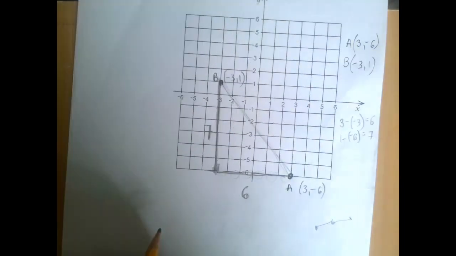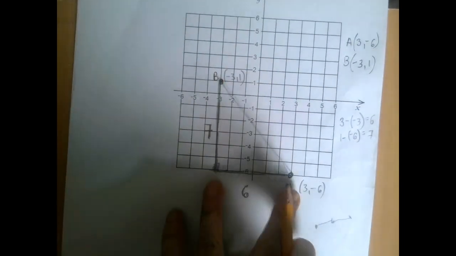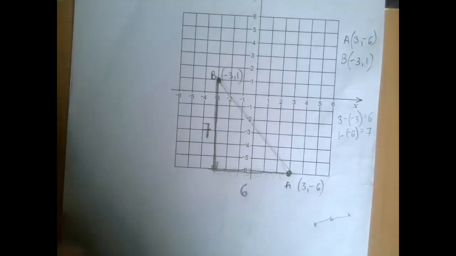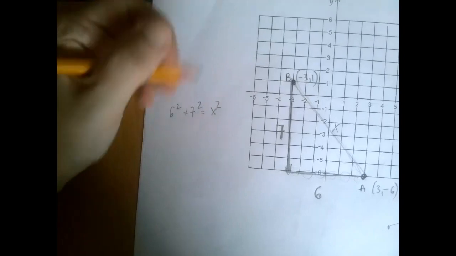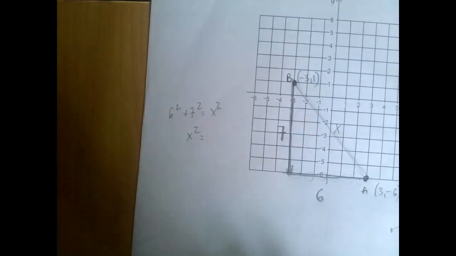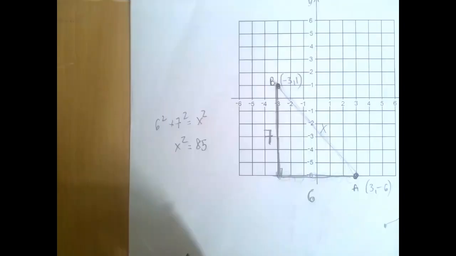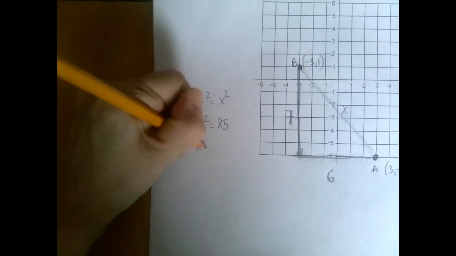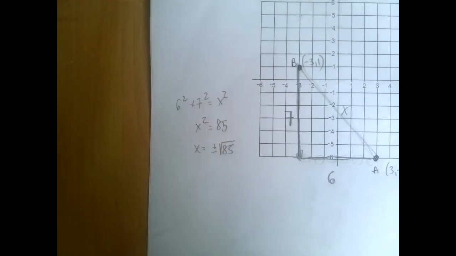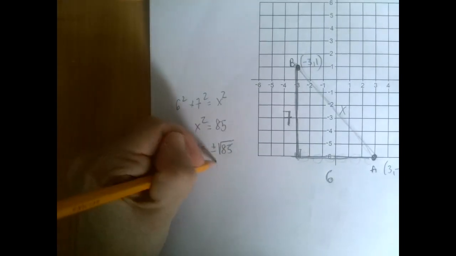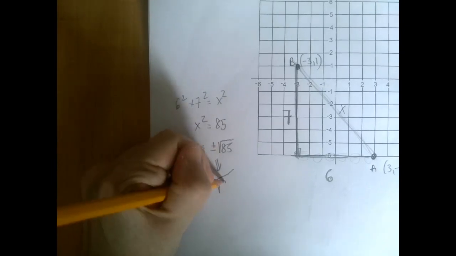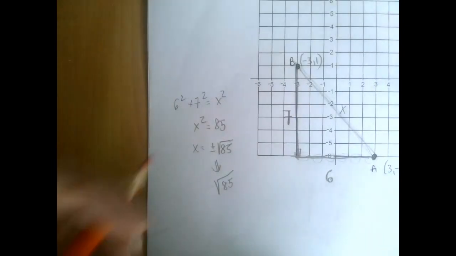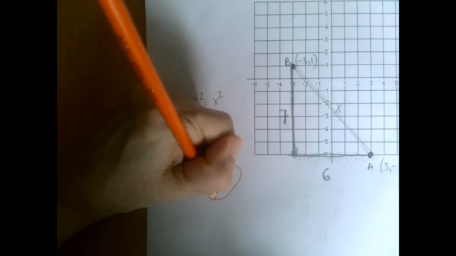So the difference between the y coordinates is here, the difference between the x coordinates is here, and now we're just going to apply the Pythagorean theorem. 6 squared plus 7 squared equals x squared. So that means x squared is 36 plus 49. So that means that x is, algebraically, plus minus square root of 85, but of course, given that we are looking for a distance, we quickly rule out the negative one, and so the answer is just square root of 85. That's the exact value.